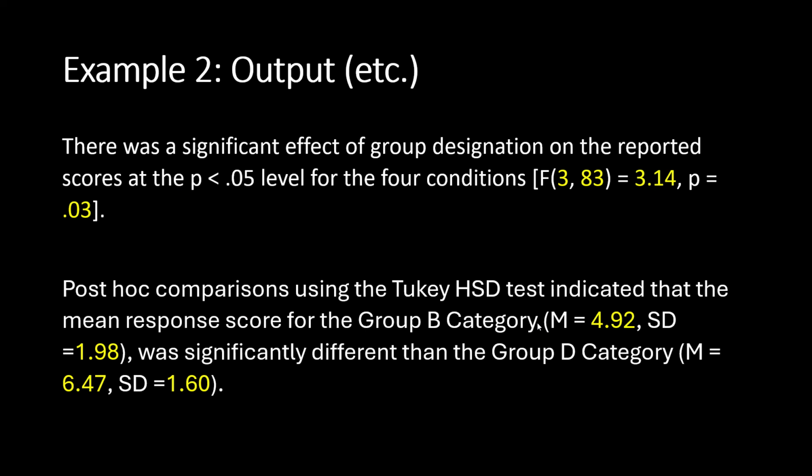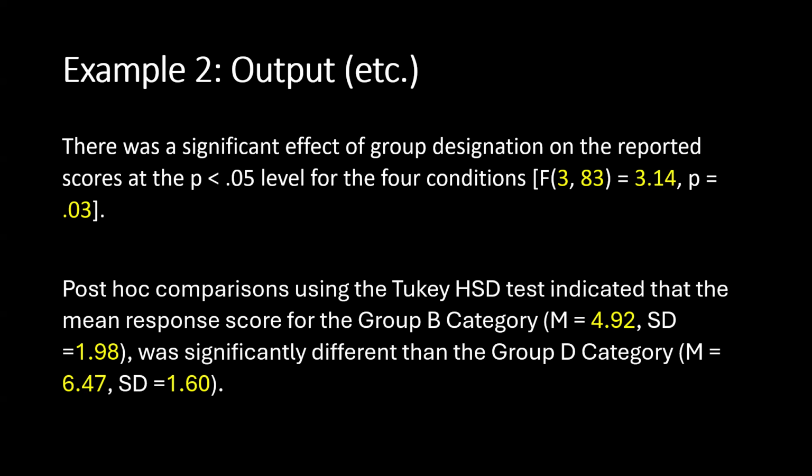score for group B category, mean 4.92, standard deviation equals 1.98. Those are the values we received from the prior slides. This was significantly different than the group D category, mean 6.47, standard deviation 1.60. Now, there are instances in which, and this is rather uncommon, but it does happen.